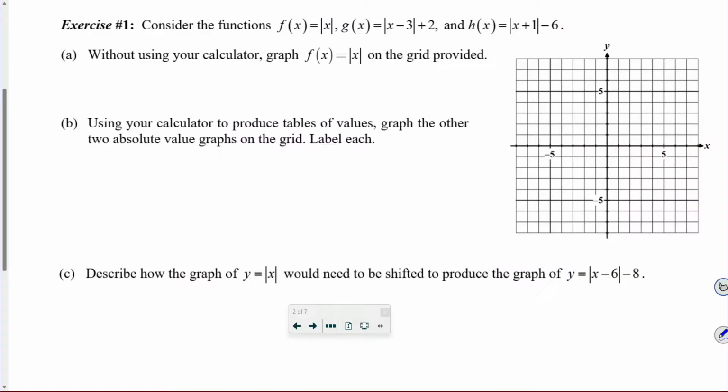Consider the functions f of x equals the absolute value of x, g of x equals the absolute value of the expression x minus 3, plus 2, and h of x equals the absolute value of the expression x plus 1, then minus 6. Letter A. Without using your calculator, graph f of x equals the absolute value of x on the grid provided.